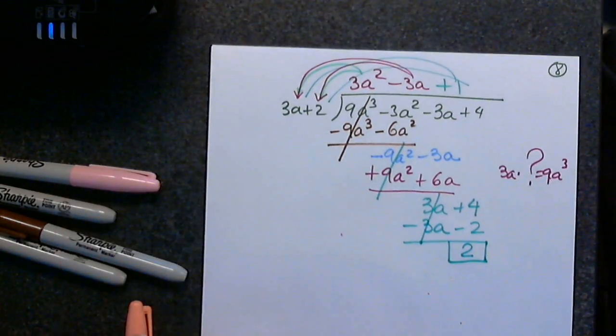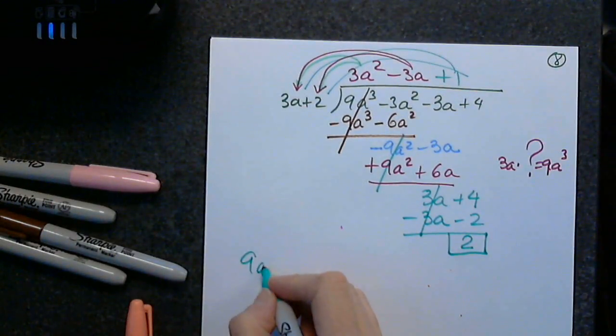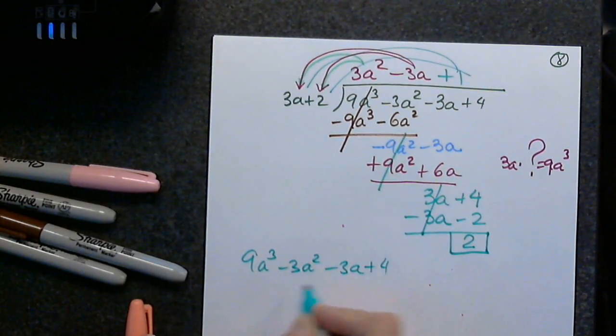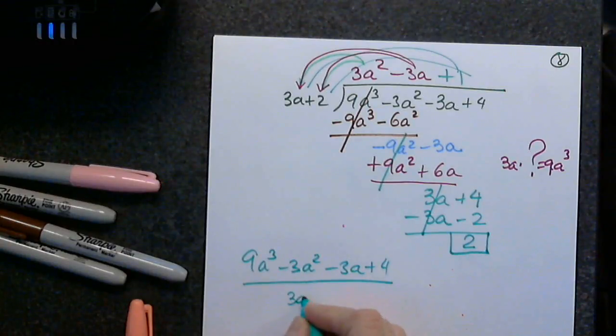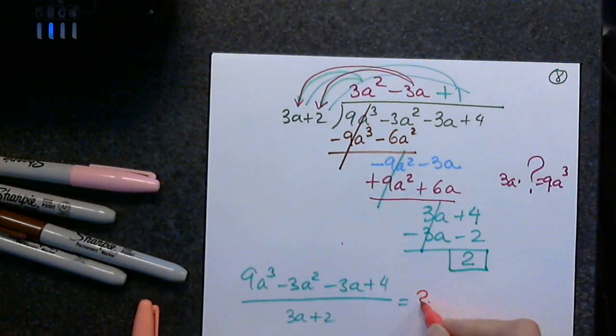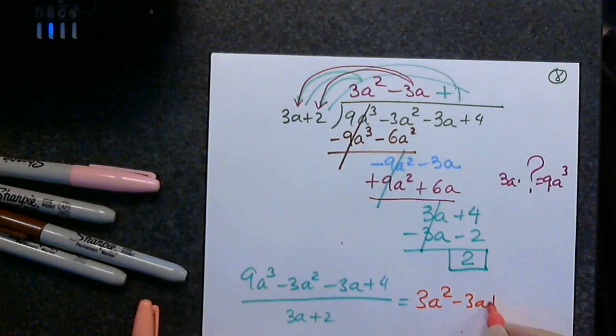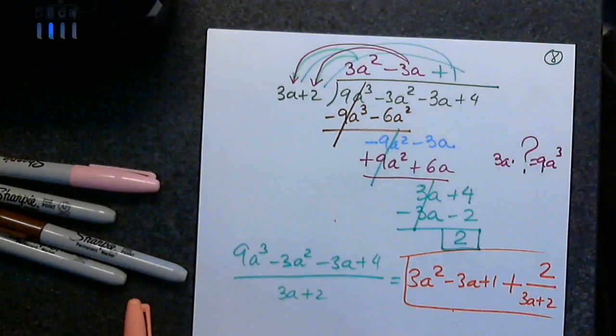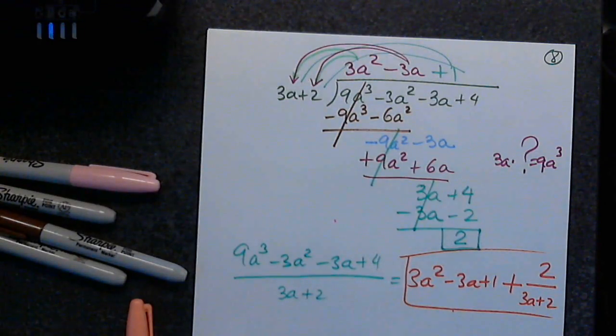Good. So now we are ready to write the final answer. 9a cubed minus 3a squared minus 3a plus 4, everything divided by 3a plus 2 is, please give me the quotient. 3a squared minus 3a plus 1 plus 2 over 3a plus 2. I couldn't have said it better. Thank you.